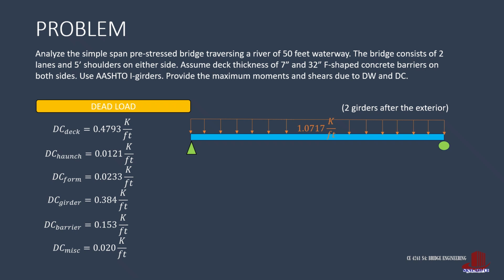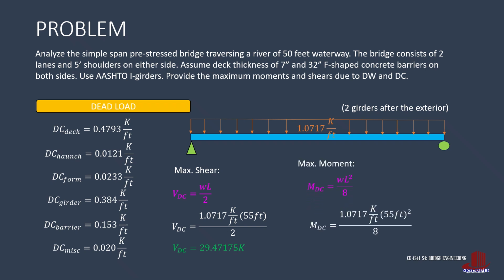The maximum shear is then solved as 1.0717 times 55 upon 2, which gives 29.47175 kips. The maximum moment is then computed as 1.0717 times the square of 55 over 8, resulting to 405.2366 kip foot.